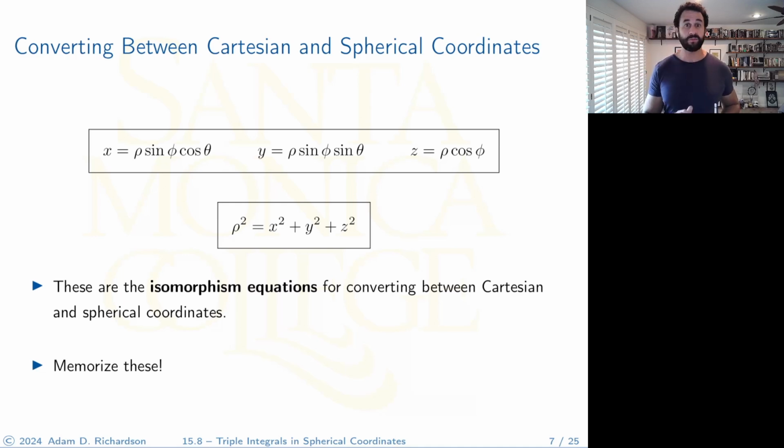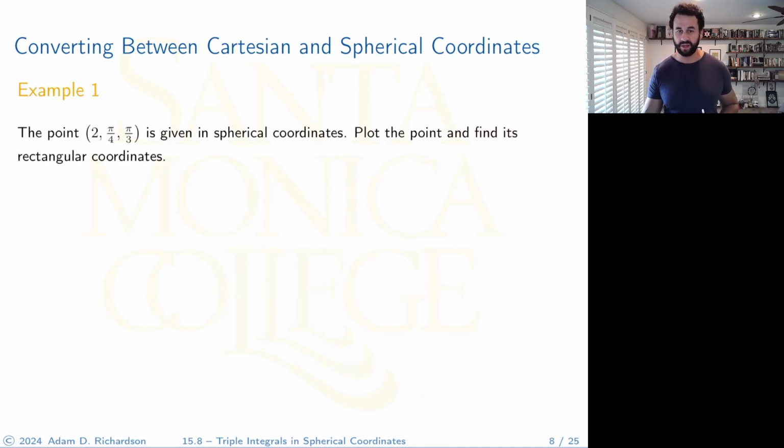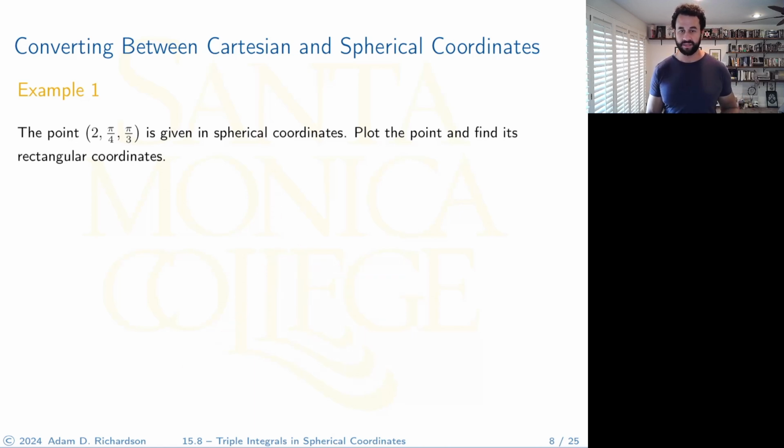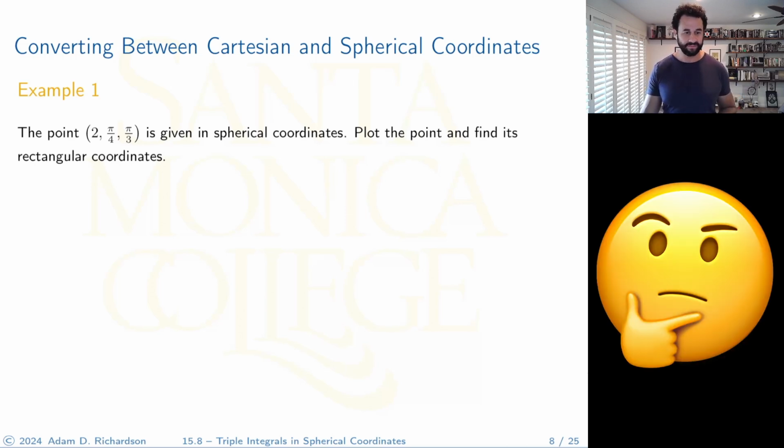Okay, let's practice a little bit. I want you to try these on your own first before we do them together. Here is a point given in spherical coordinates. What I want you to try is to plot the point by hand. So give yourself some axes and try to plot the point by hand. And then I want you to try to find its rectangular coordinates. So go from spherical to rectangular. Right, so first example, first problem of the day, go ahead and think about it.